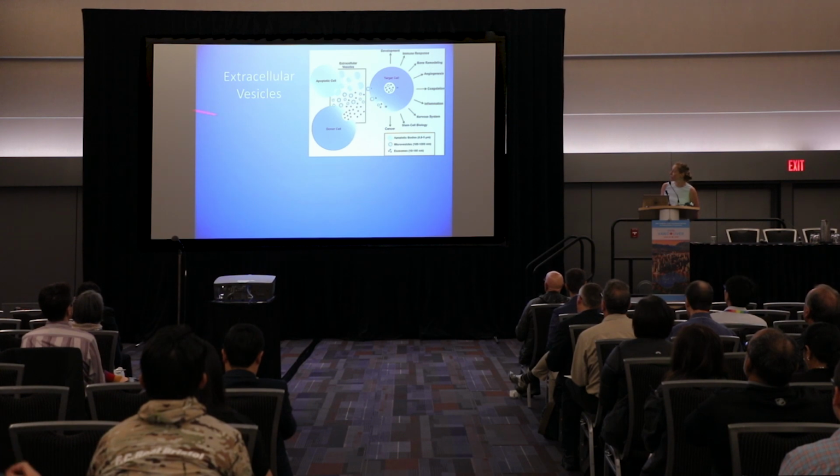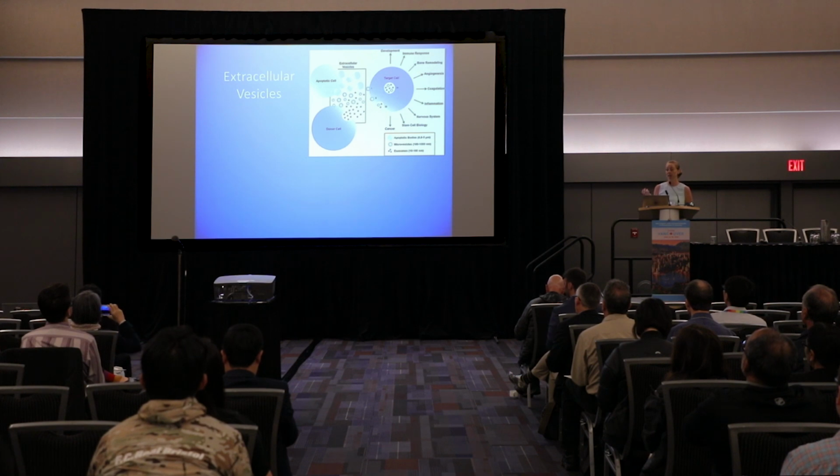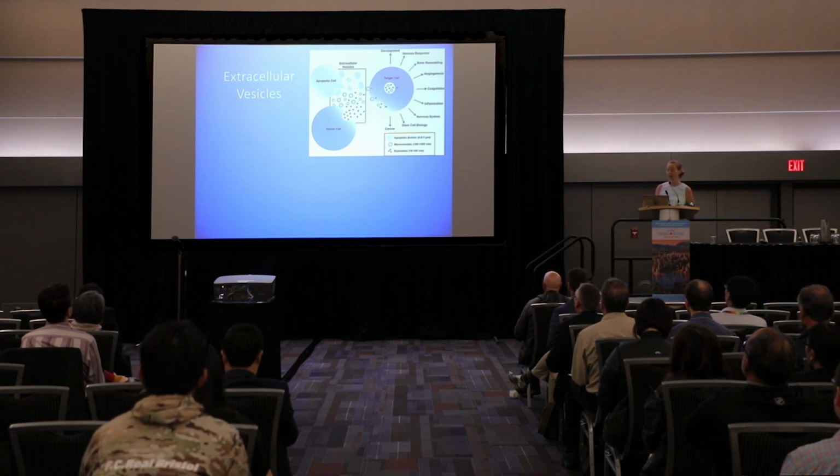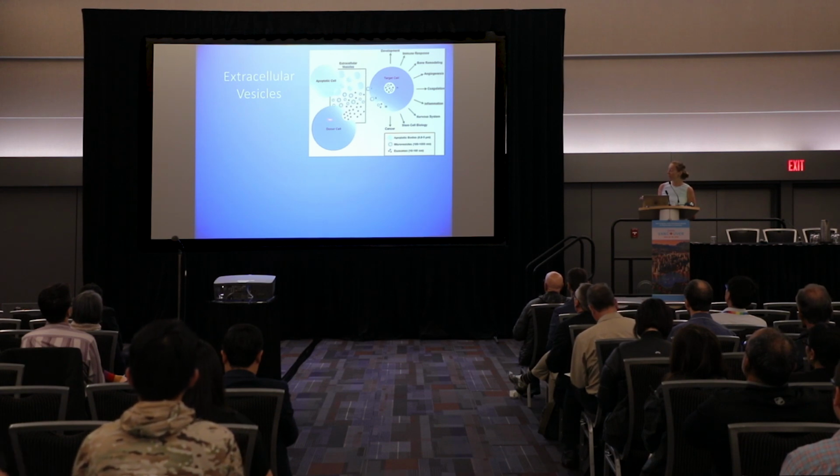So we have small exosomes, which are released through the exocytotic pathway, through the multivesicular body. We also have pinching off from the plasma membrane, and these are our microvesicles. And then we have large vesicles as well, termed oncosomes, and also apoptotic bodies. So all of these small vesicles are termed extracellular vesicles.